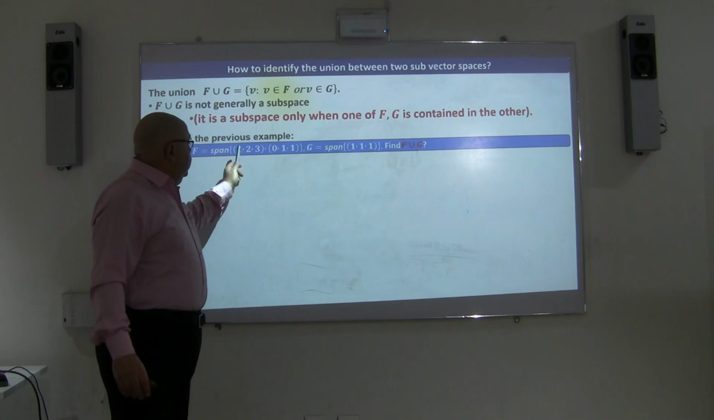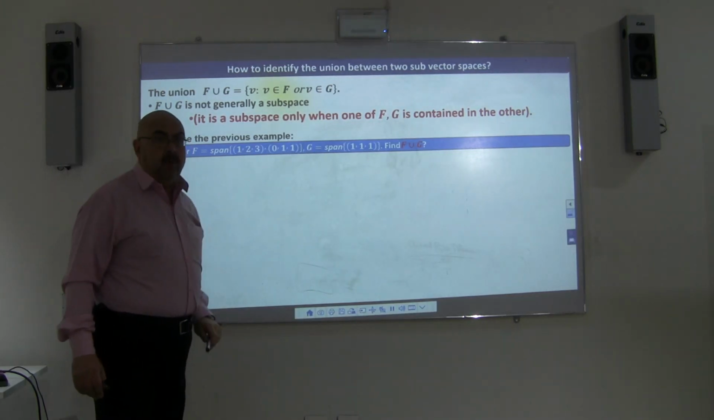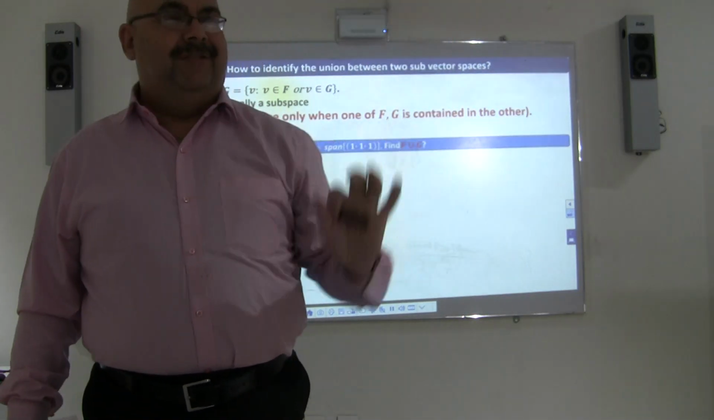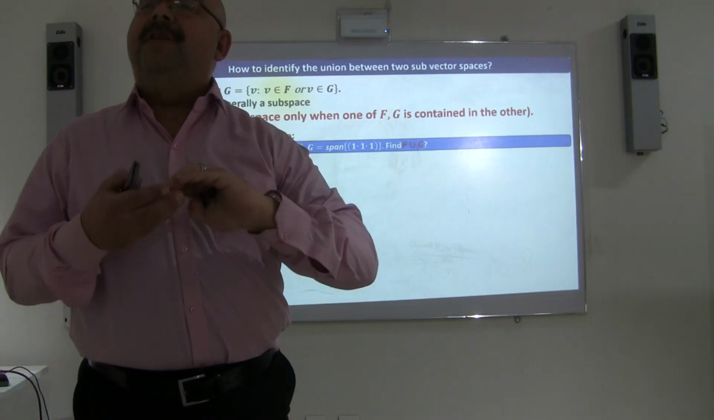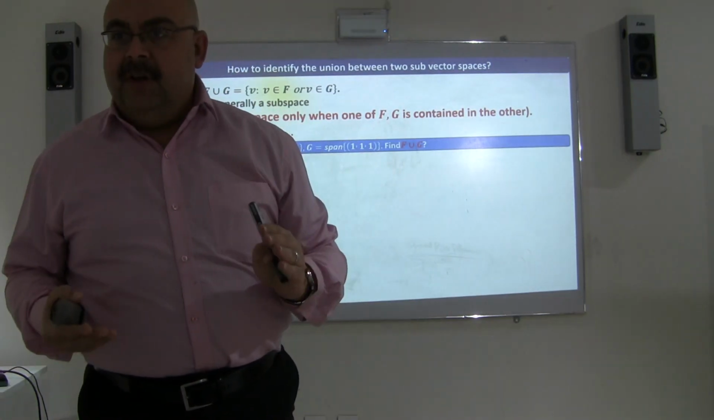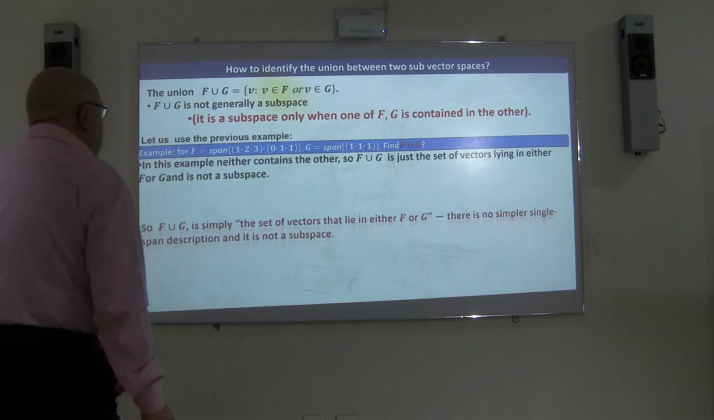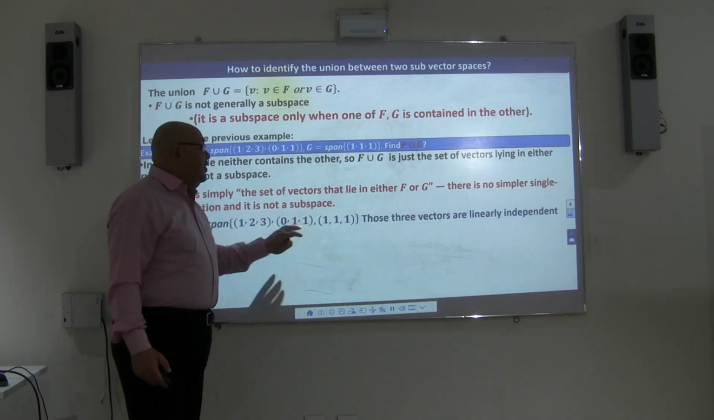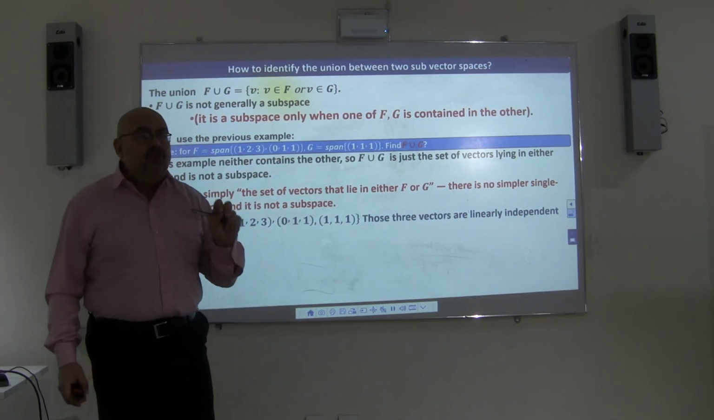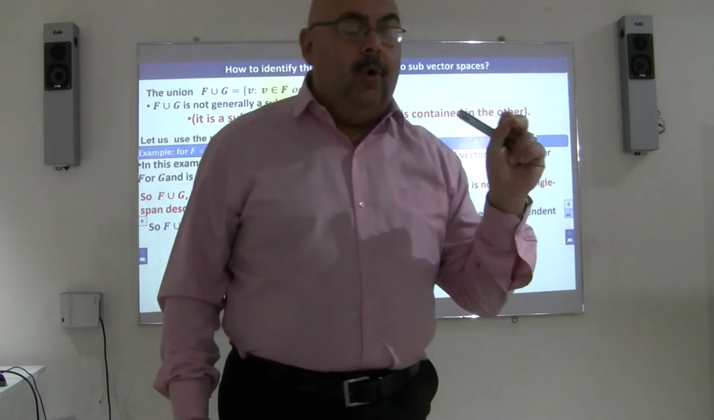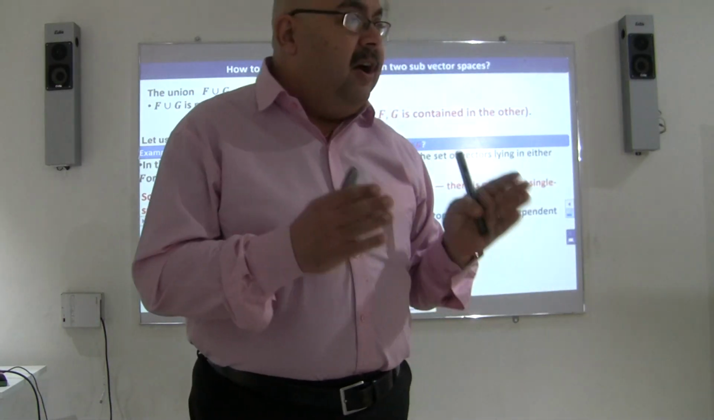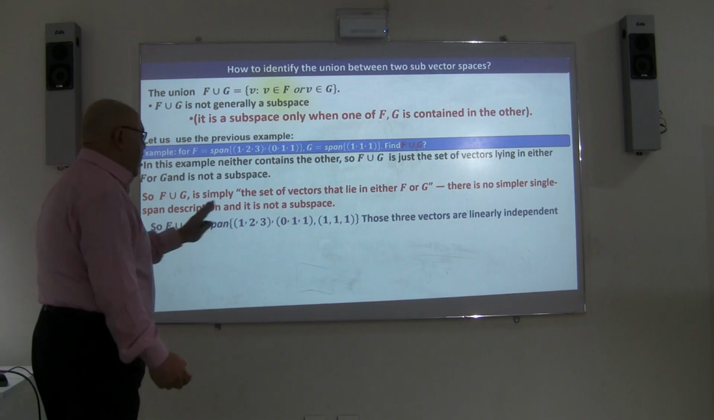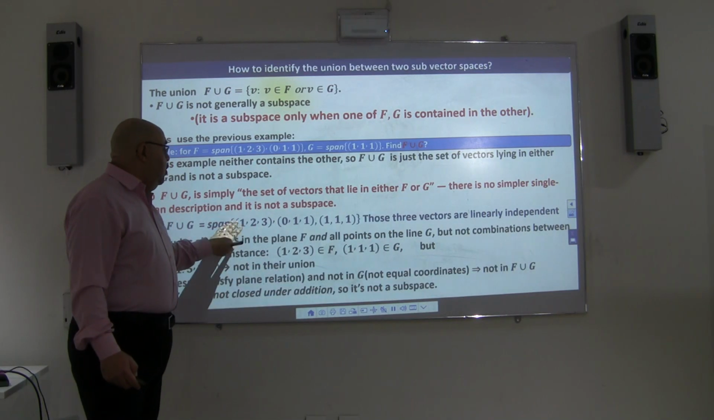I have F, which is spanned by 1, 2, 3 and 0, 1, 1, and G, the span of 1. The union here is really very simple because the intersection is the origin. You understand what I'm saying? So there are no common vectors or sets between them. So the union will be just the set of the vectors that exist: 1, 2, 3, 0, 1, 1, and 1. But the addition of these two vectors is not going to belong to the union of this set. Are you with me, Farid? So we are talking about these three vectors exactly. They are linearly independent.